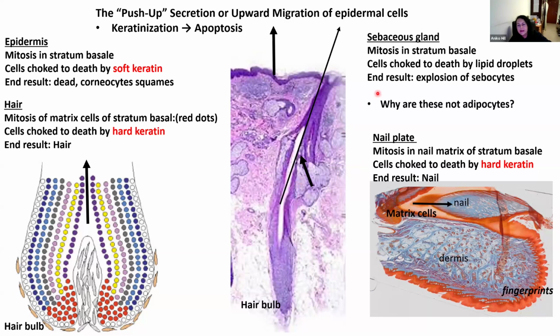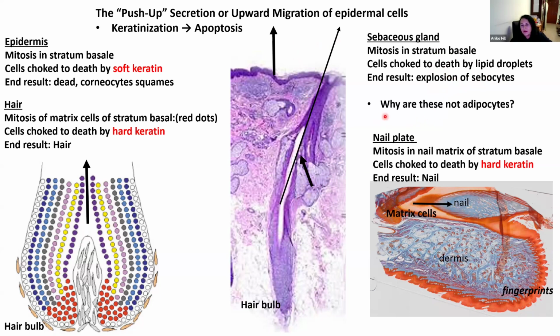If you look at the other side, the sebaceous gland, the same principle applies. At the edge of the sebaceous gland is the stratum basale. That's where the mitosis occurs, and the cells are migrating and pushed up toward the lumen of the hair follicle. The difference is that in the epidermis and the hair, the end product was keratin. Here, the end product is actually a mixture of lipid that is going to explode. And these cells are called sebocytes, and basically moisturize the hair and the skin.